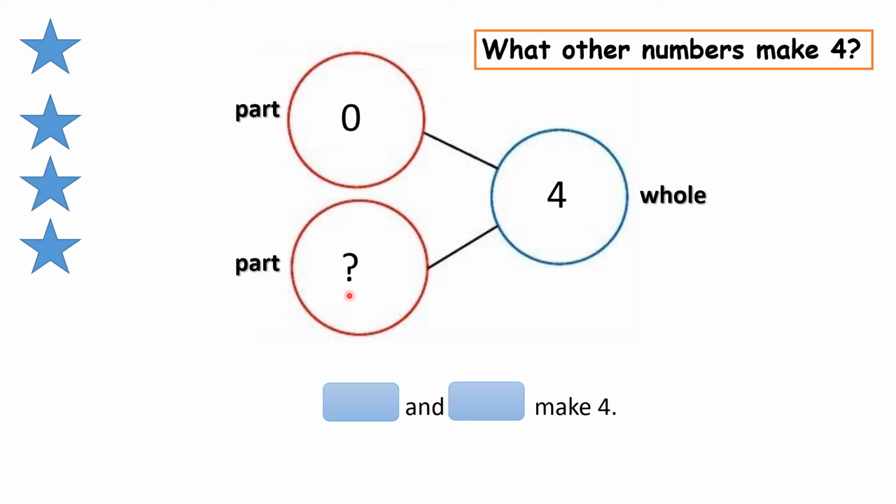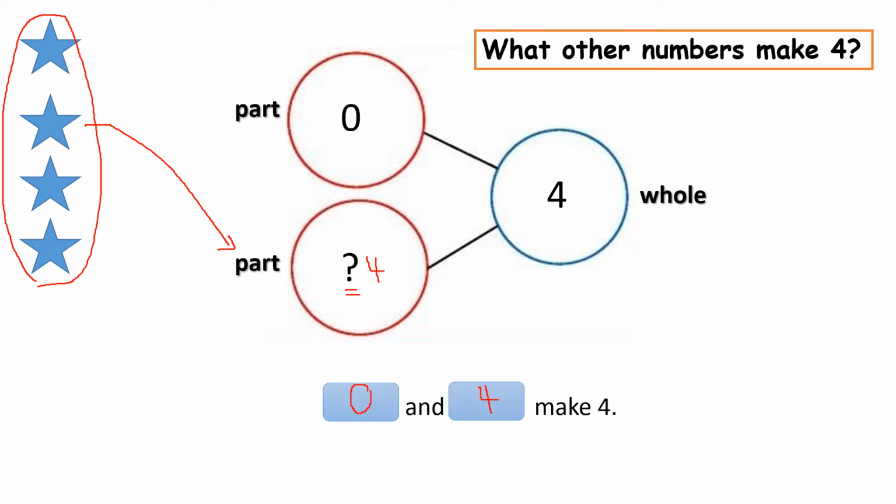So next we need to find what is the number for this part. Since this part is 0, the rest of the stars will go to this part. So how many stars will there be in this part? There are 4 stars in this part. So by looking at the number bond, we can see that 0 and 4 make 4.